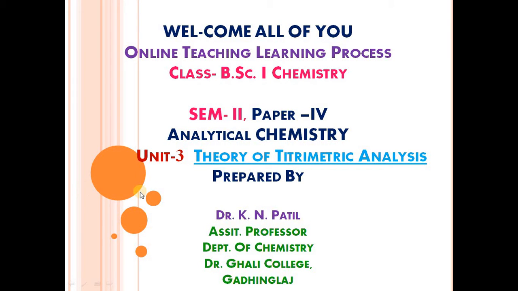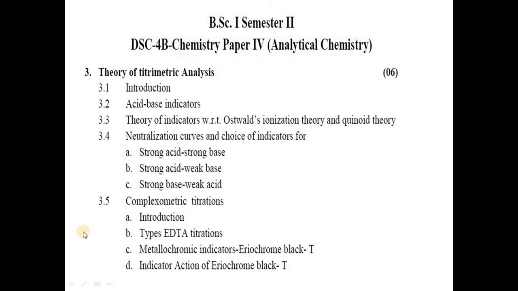We have started paper number 4, analytical chemistry, in which we have seen unit number 3, theory of titrimetric analysis. In the last lecture we saw the introductory part regarding titrimetric analysis, acid base indicators, and Ostwald's ionization theory of indicators. In this lecture we will see neutralization curves and choice of indicators for strong acid versus strong base and strong acid versus weak base titration.